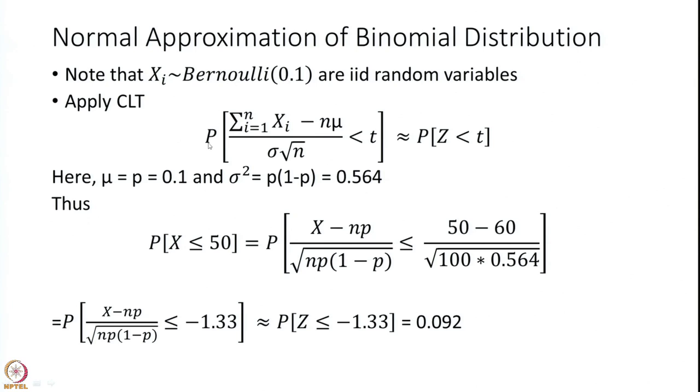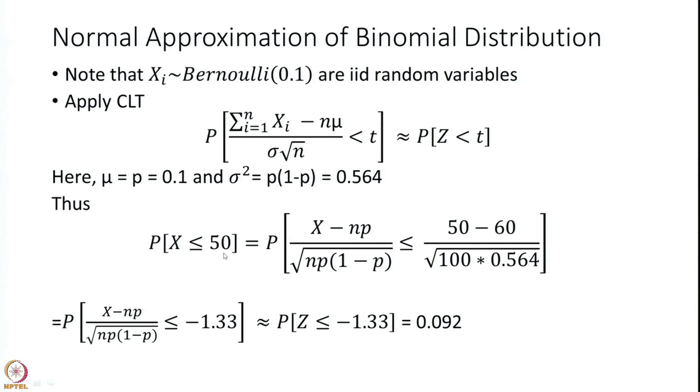If you apply the central limit theorem, it says that summation of xi minus n times the population mean, divided by population standard deviation multiplied by square root n, behaves like a standard normal variate z. Here the mu in Bernoulli trial is p, which is 0.1, and sigma square in Bernoulli trial is p times 1 minus p, which comes to 0.564. You can calculate it out.